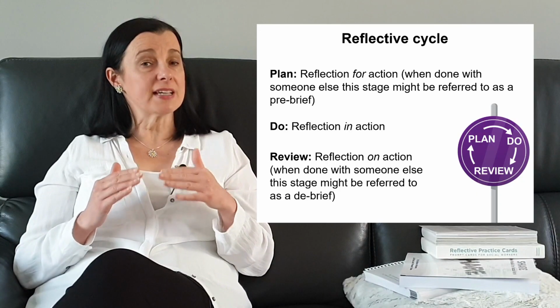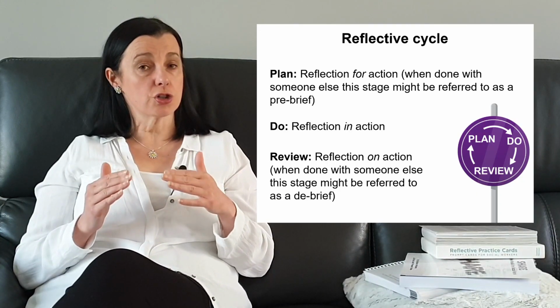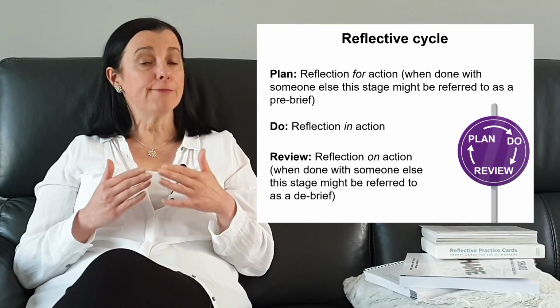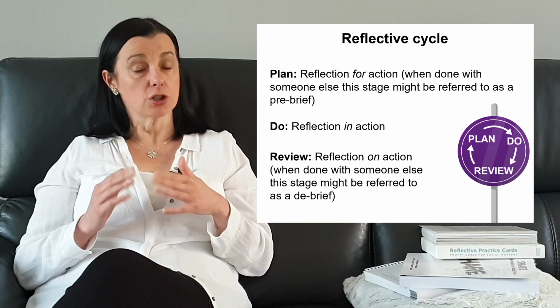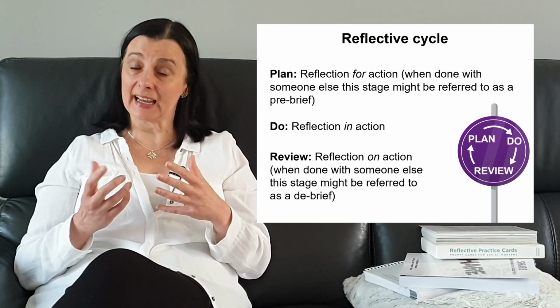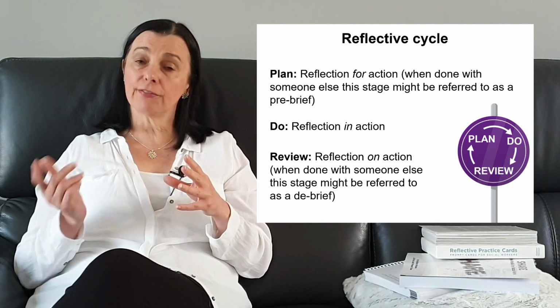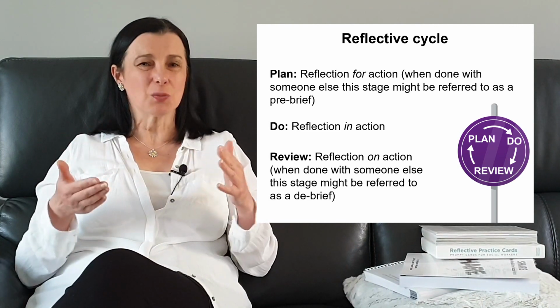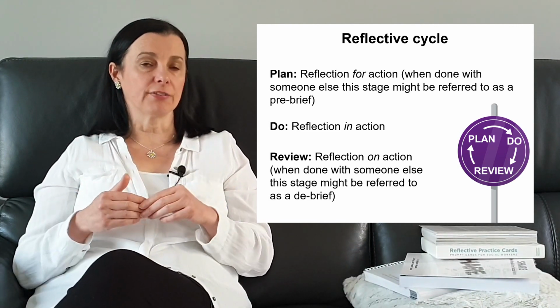And of course, Killion and Todnem added the third stage of reflection for action. So we end up with 3 stages: before, during, and after. Before, we reflect for action. During, we reflect in action. And after, we reflect on action. So we end up with these 3 stages of reflection.